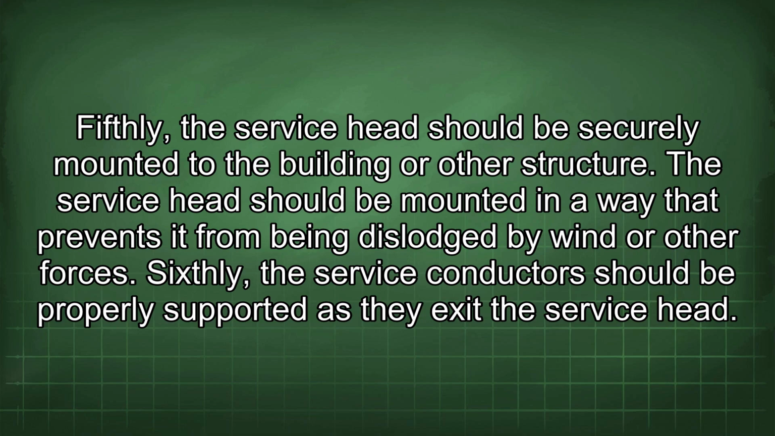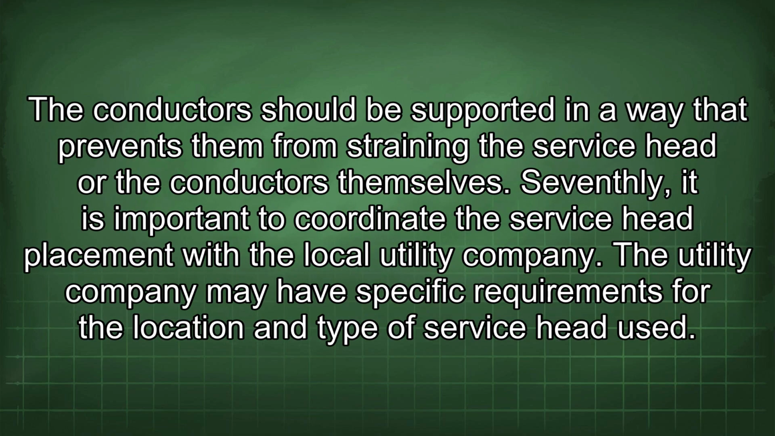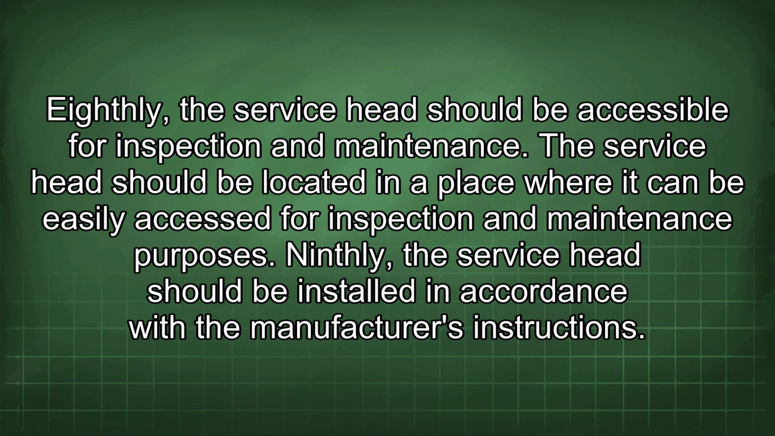Sixthly, the service conductors should be properly supported as they exit the service head. The conductors should be supported in a way that prevents them from straining the service head or the conductors themselves. Seventhly, it is important to coordinate the service head placement with the local utility company. The utility company may have specific requirements for the location and type of service head used. Eighthly, the service head should be accessible for inspection and maintenance. The service head should be located in a place where it can be easily accessed for inspection and maintenance purposes.